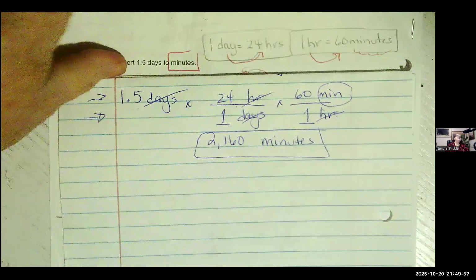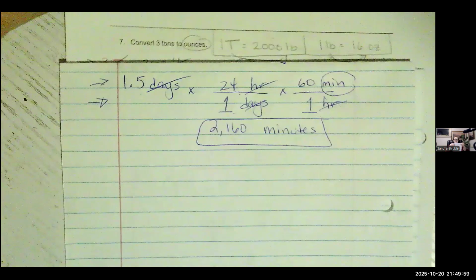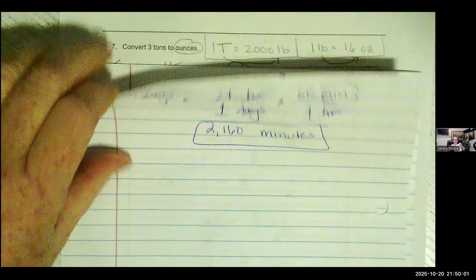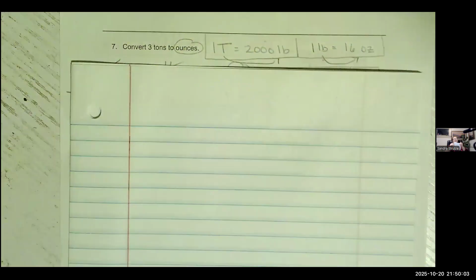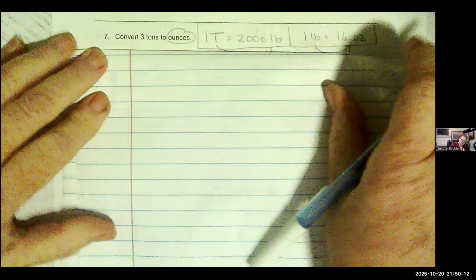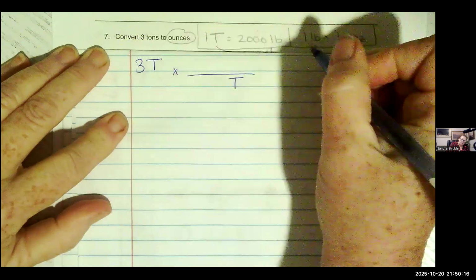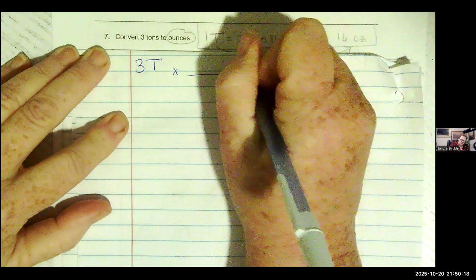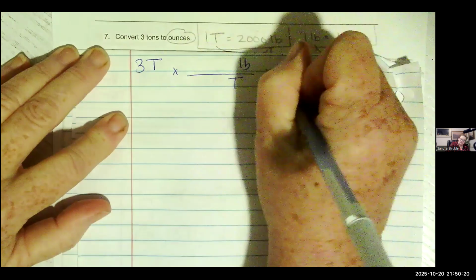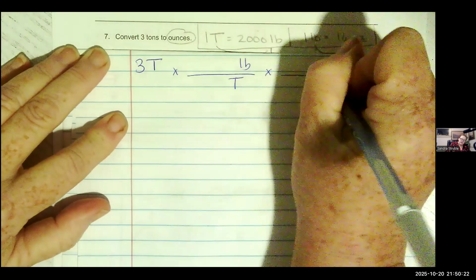Go ahead and note this one. Try to convert 3 tons to ounces. Use the conversion rates, the conversion factors I've given you, and then come back to see how you did. Always start with what you're given. 3 tons. I don't want tons. I can go from tons to pounds. I want ounces. I don't want pounds. I can get from pounds to ounces. Cross out with ounces, so I'm cool.